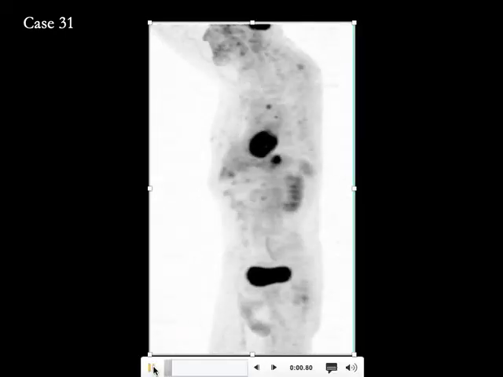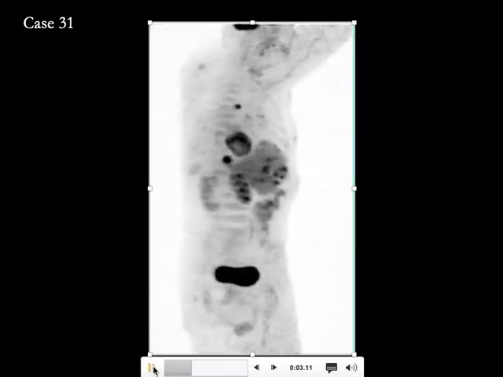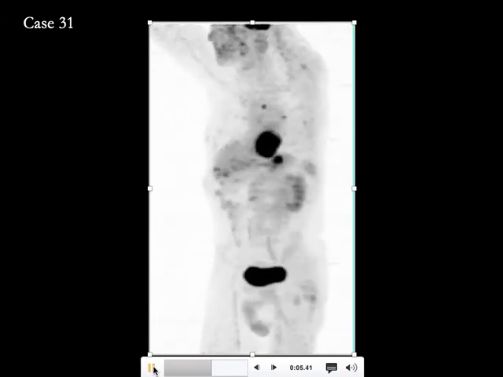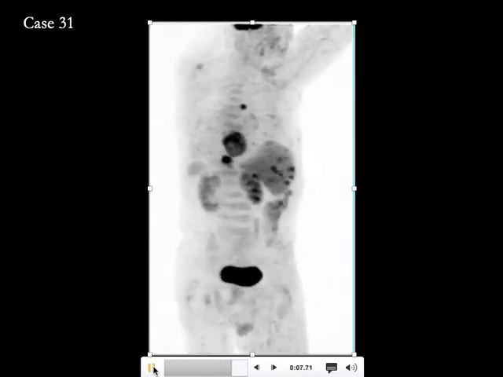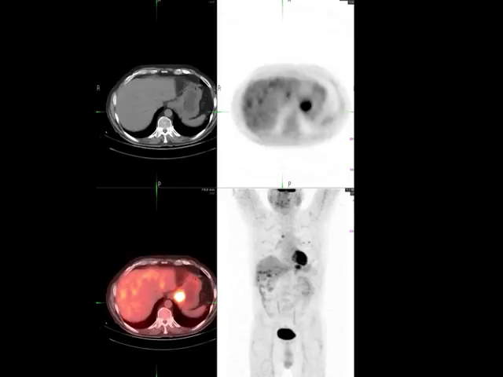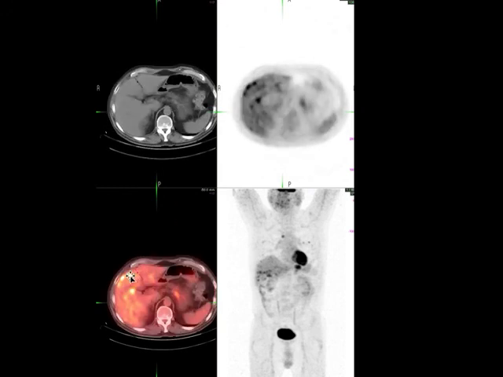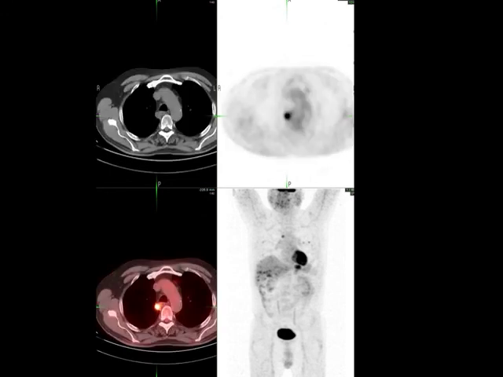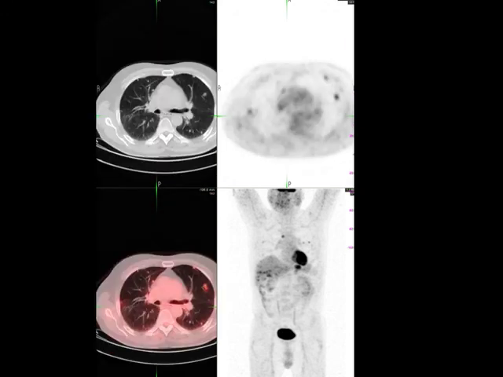Case number 31. Patient with metastatic gastric cancer. Here's the primary. The primary is better seen here. Focus of hypermetabolism and mural thickening at GE junction. Multiple foci in the liver consistent with metastatic disease. There is hypermetabolic lymphadenopathy in the chest, and there are multiple hypermetabolic metastatic lung nodules.